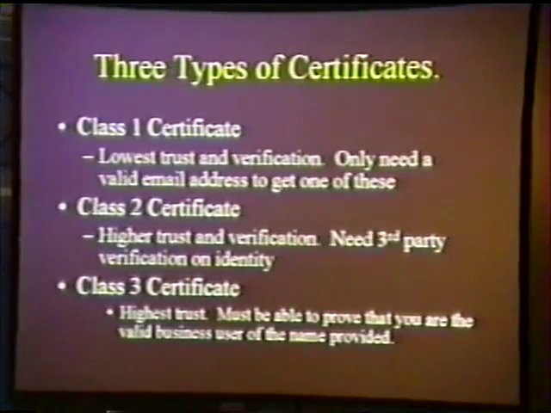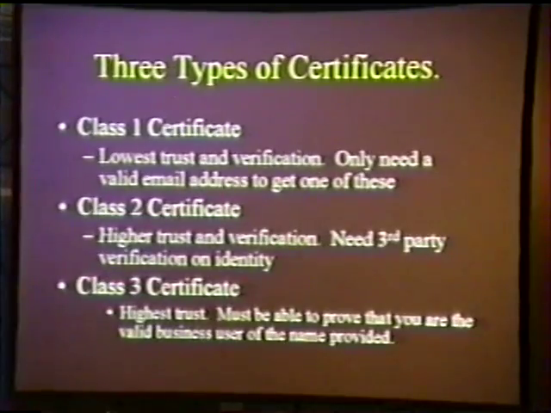All right, so we're going to mention the three types of certificates that exist. There's a Class 1 certificate. This is the lowest trust and verification. Basically, if you have an email address and $5, you can get one. I think it's $5 for shipping and handling. In fact, you can send the $5 to me and I'll get you a Class 1 cert. But anyway, like I said, you only need a valid email address to be able to get one.